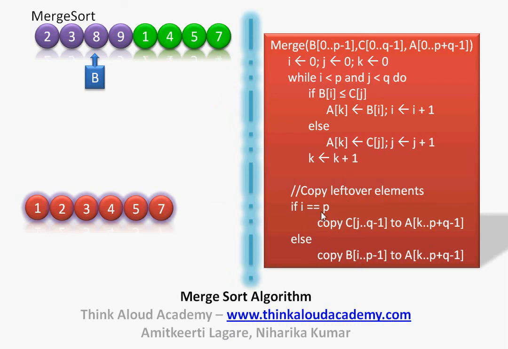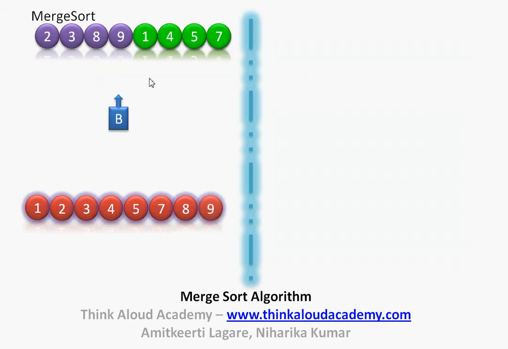So if I is equal to P, I need to copy elements in C, but I is an index into B. Since I is not equal to P, I go ahead and copy leftover elements of B into A. So 8 gets copied, B moves ahead, 9 gets copied, and since B is also done, we drop off from B, and we have this sorted list of 1, 2, 3, 4, 5, 7, 8, and 9. So basically we recursively sorted the list to get this bigger sorted list.